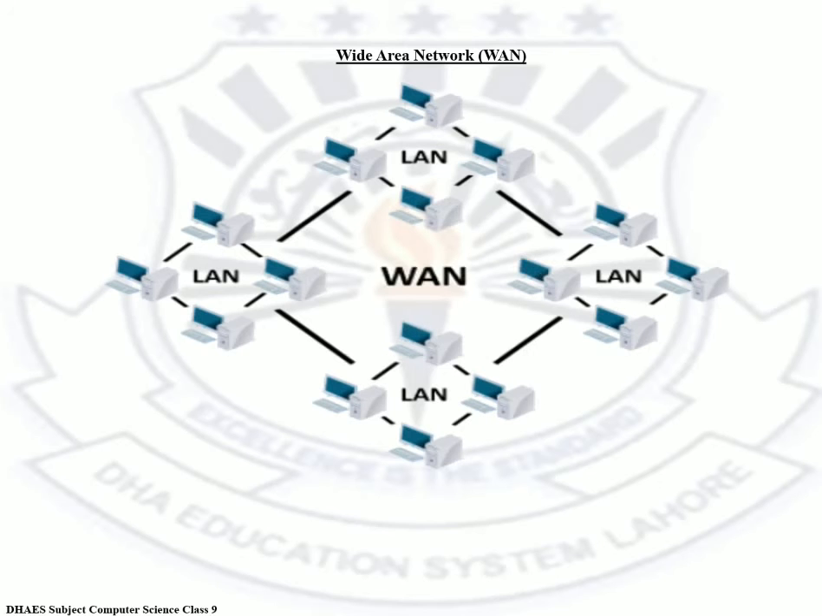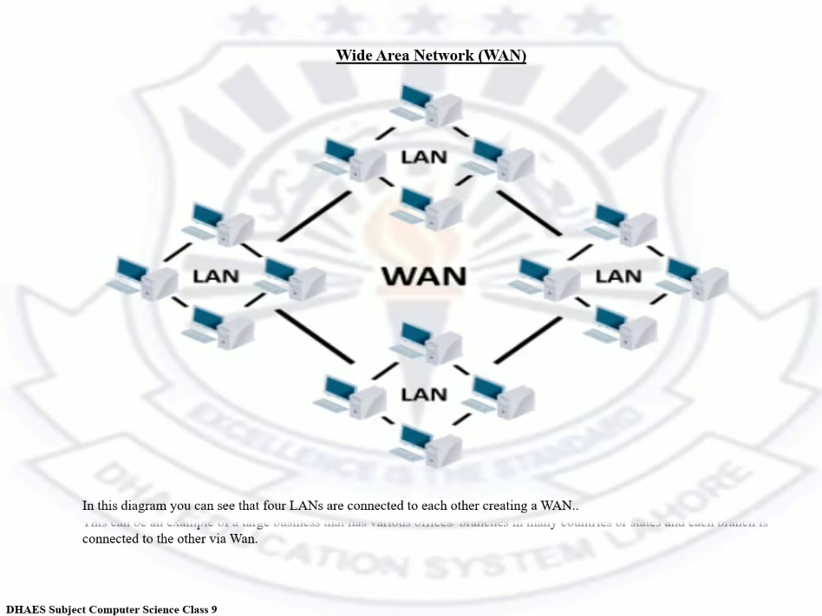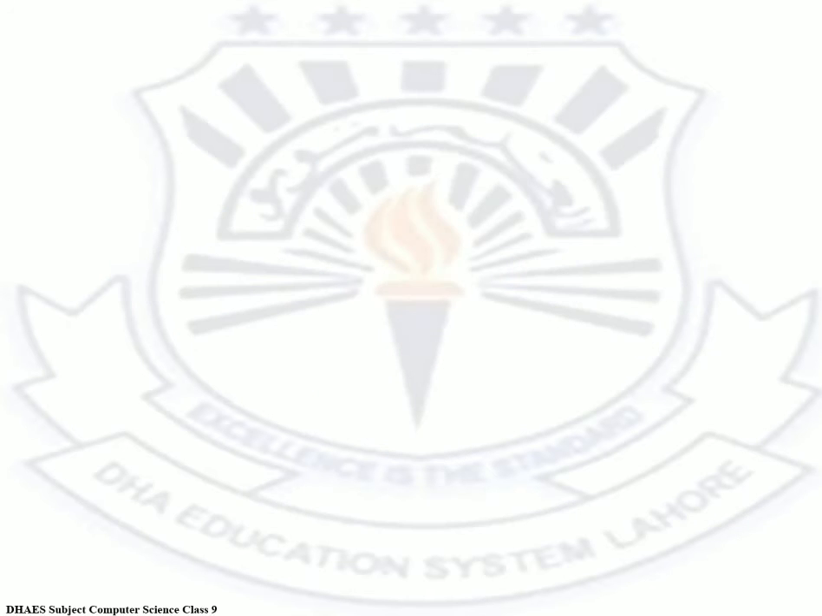Let us consider a diagram to see how WAN works. In this diagram, you can see that four LANs are connected to each other, creating a WAN. This can be an example of a large business that has various offices, branches in many countries or states, and each branch is connected to the other via WAN.